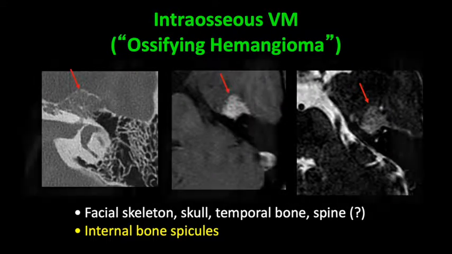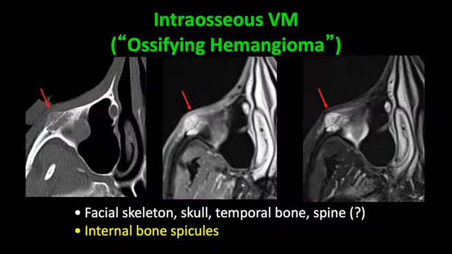Another site is the facial skeleton, and again, we can see an expansile lucent lesion with internal bony spicules. Those are visible on the contrast-enhanced image, the middle image, as well as the T2 weighted image. This is a real T2 image as opposed to the KISS that I showed you previously, and you can see how bright these are. We see these throughout the body, and likely this is what we're looking at when we see spinal hemangiomas as well.